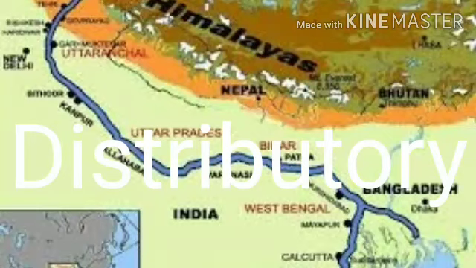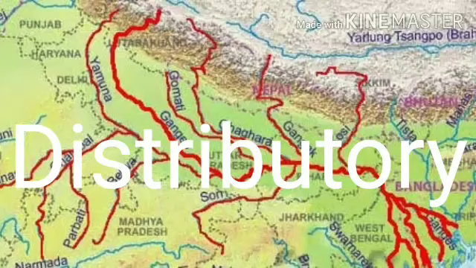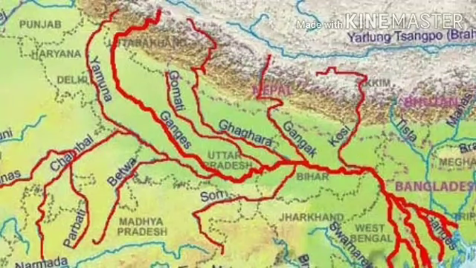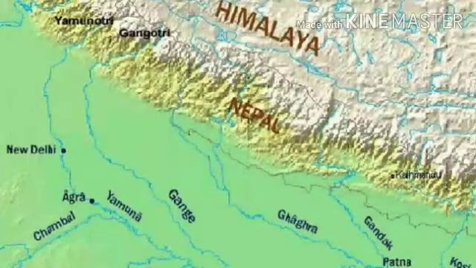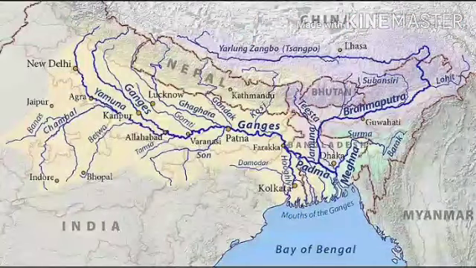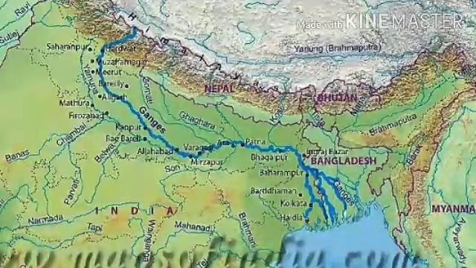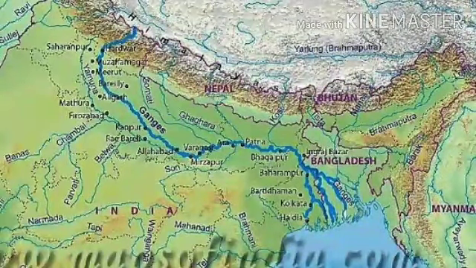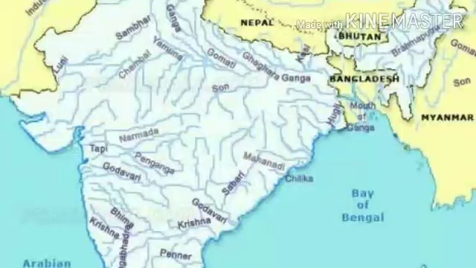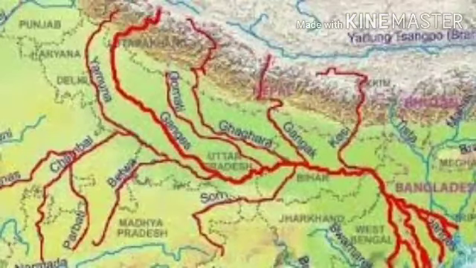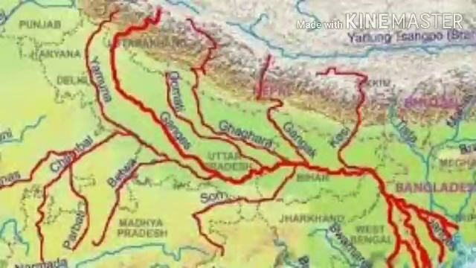Distributary, a branch or outlet which leaves the main river and does not rejoin it, carrying its water to the sea or a lake.